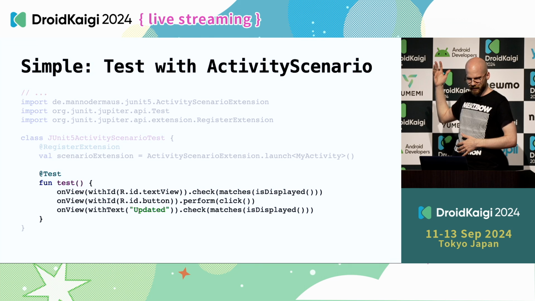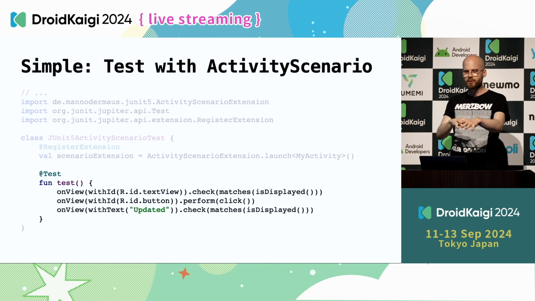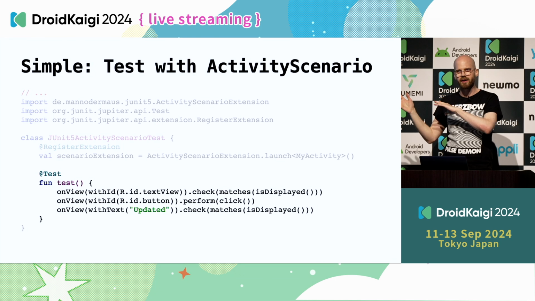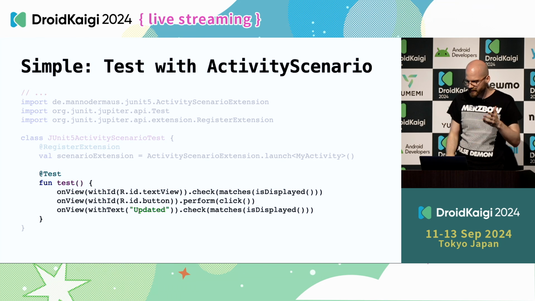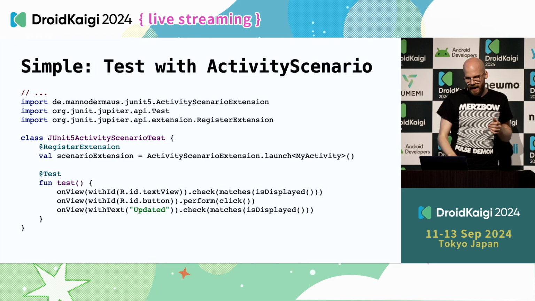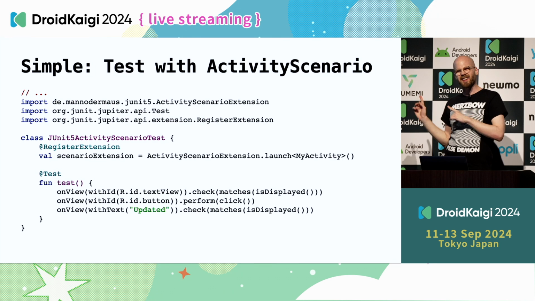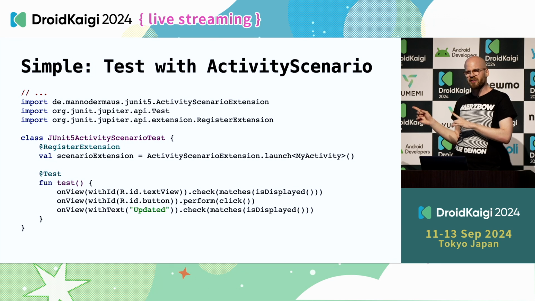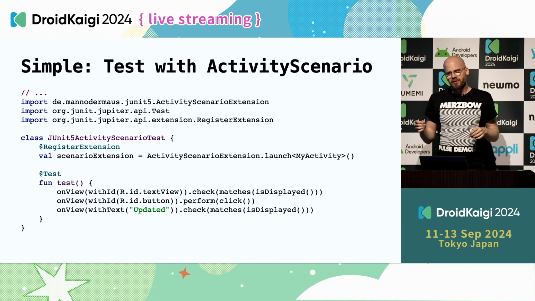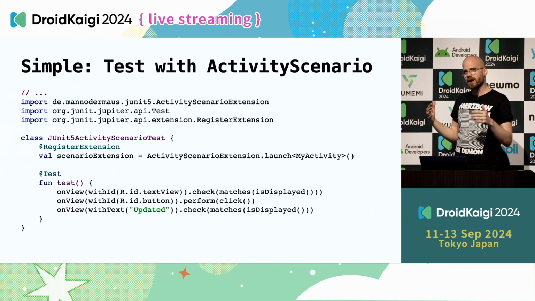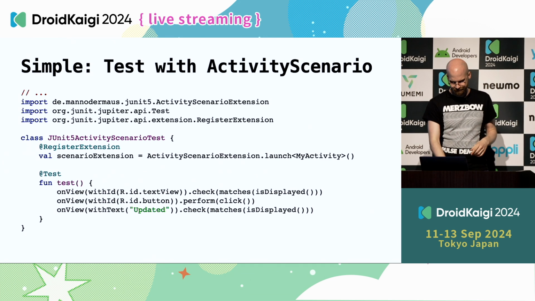This is Espresso API test, on view, with ID, click on stuff. You know this. So this is the same API. And one more time, you can write this exactly like it with JUnit 5. So it's not that exciting. So let's get into the cool features with JUnit 5 and make this more fancy. Watch.